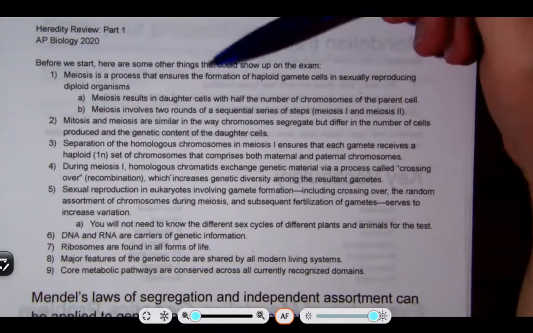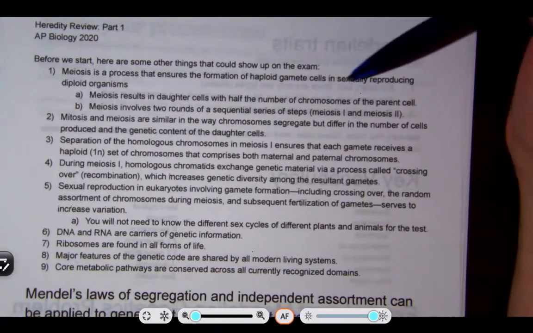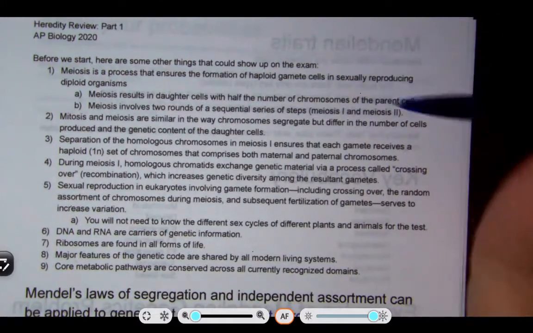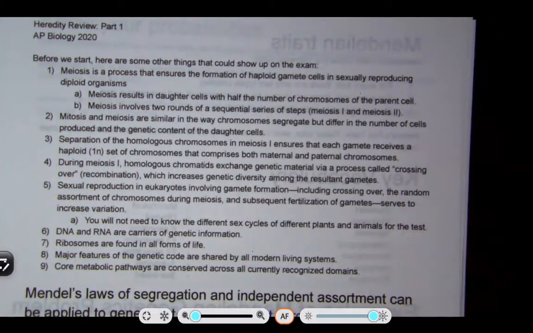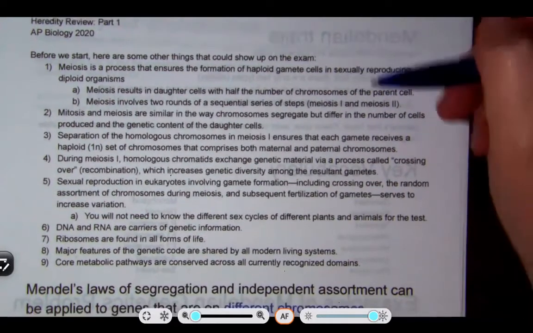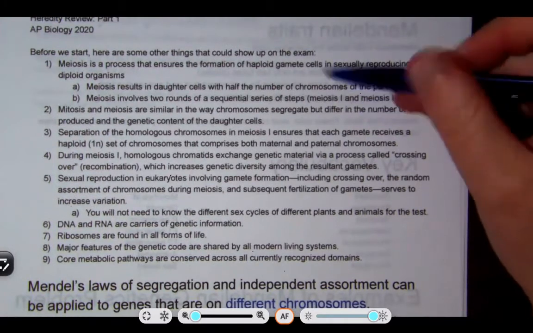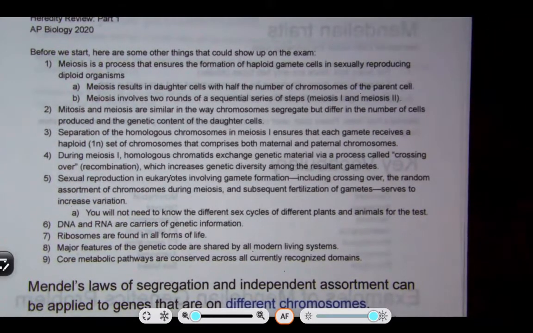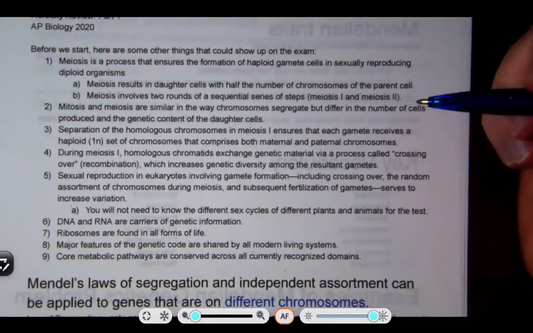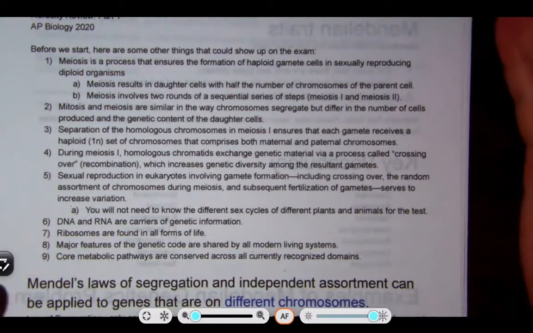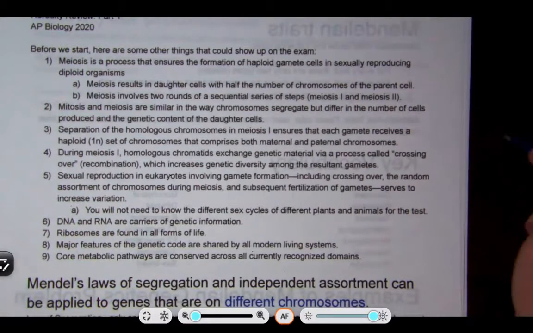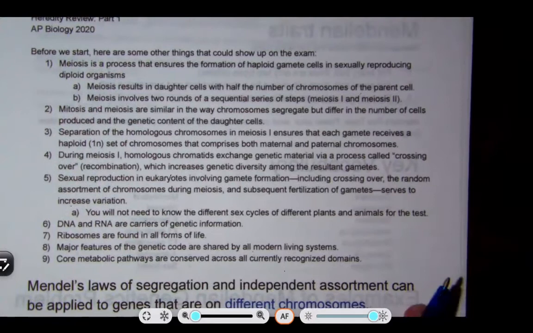Meiosis is a process that ensures the formation of haploid gamete cells in sexually reproducing diploid organisms. Meiosis results in daughter cells with half the number of chromosomes of the parent cell, and meiosis involves 2 rounds of a sequential series of steps, meiosis 1 and meiosis 2. Now, an FRQ question could ask, hey, what happens if this goes wrong in meiosis? And that's a good reason to study it. It's just that with heredity, meiosis is pretty straightforward. The steps are pretty obvious. So I don't want to make it sound simple, but it's easier to study than heredity often is. So that's why we're going to go through more genetics today.